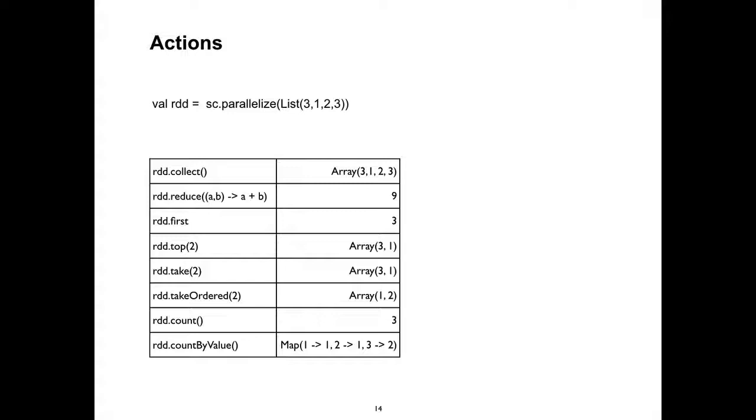You know, a bunch more actions, right? Collect, reduce, first, top, take, takeOrdered, count. Count by value gives you a map of how many times each value occurs, right? So you see 1 occurs once, 2 occurs once, and 3 occurs twice. And that is surprisingly more useful than you think.